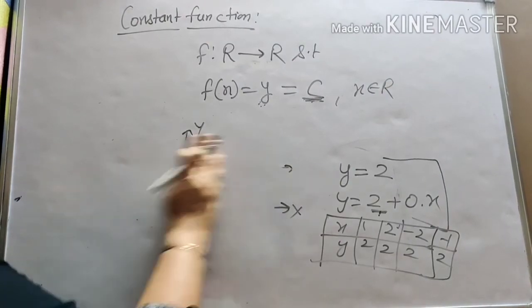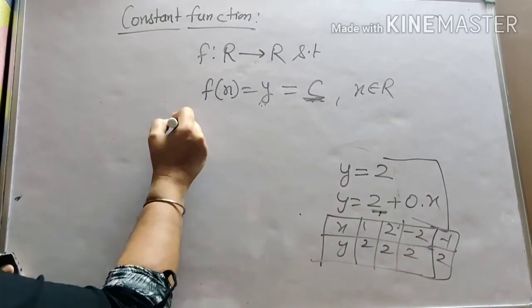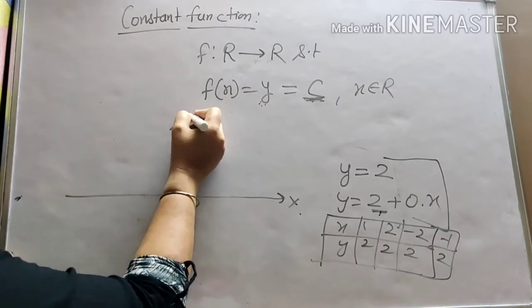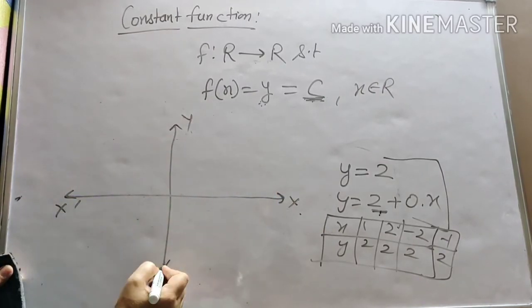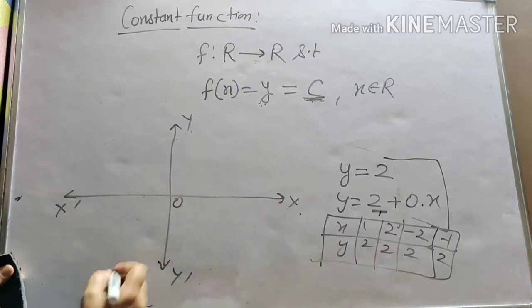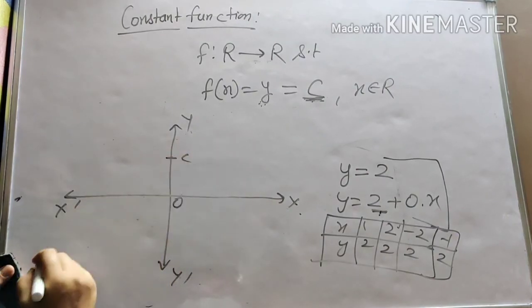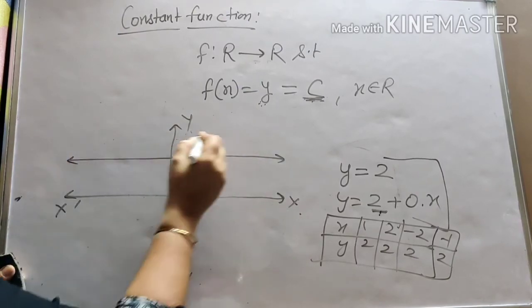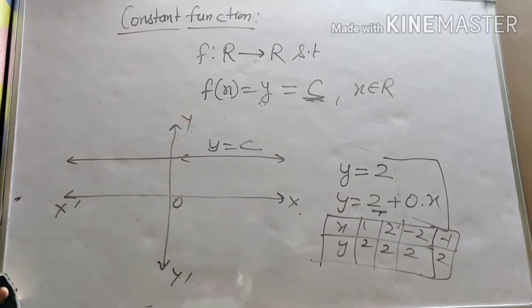And in general, we can draw the graph like this. X-axis, y-axis, negative x, negative y. This is the origin. If this point is c, then y equal to c is a straight line parallel to the x-axis. So this is the graph of a constant function.